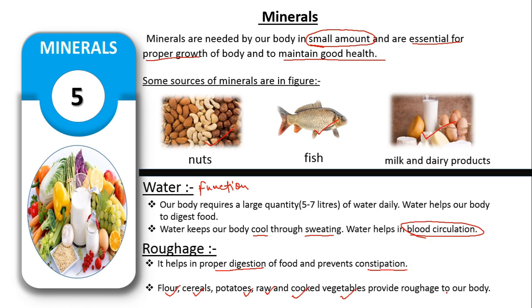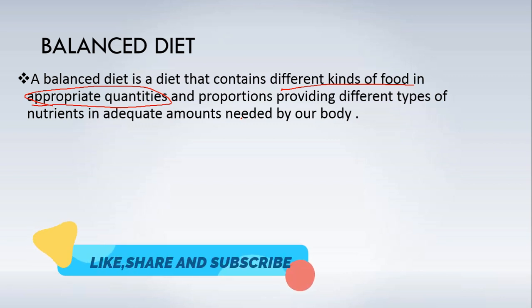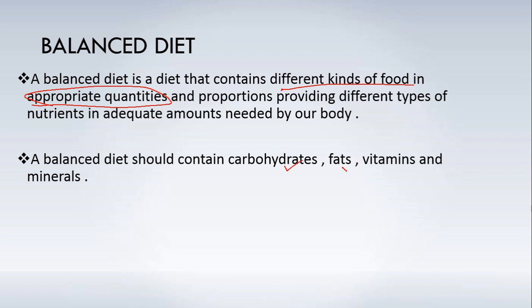Now we will proceed to the next topic, which is balanced diet. A balanced diet is a diet that contains different kinds of food in appropriate quantity and proportion, providing different types of nutrients in adequate amount needed by our body. So in a simple way, we can define balanced diet as the diet which contains all types of nutrients in adequate amount. A balanced diet should contain carbohydrate, fat, protein, vitamins, and minerals.